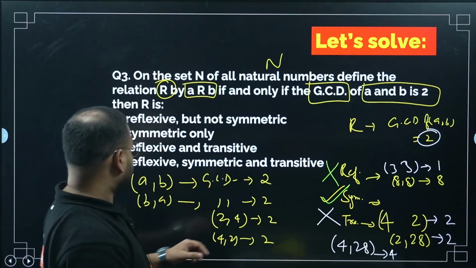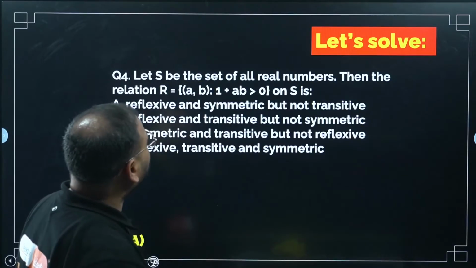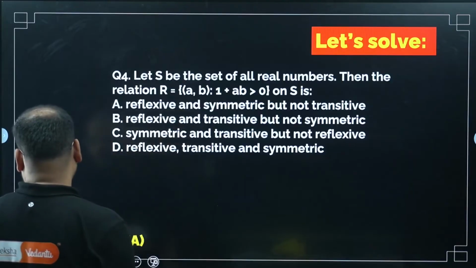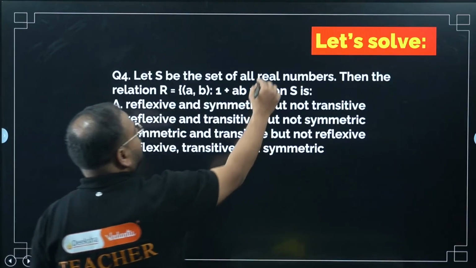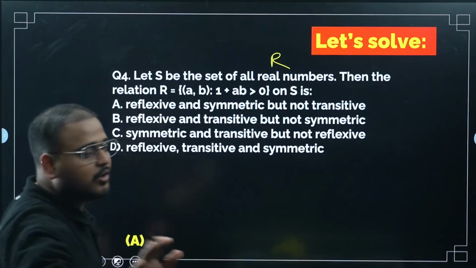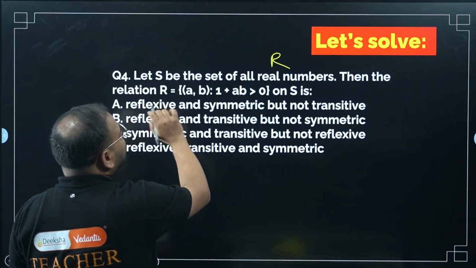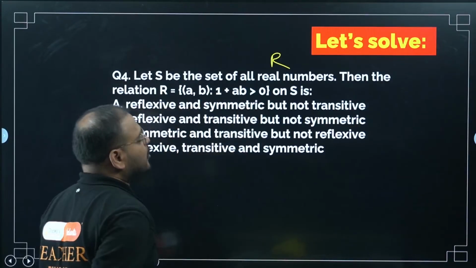Understood? Moving on. Question 4. Let S be the set of all real numbers. What is important here to know? First line: all real number set we are operating the relation on. Then relation R. What's the relation R given as? That A plus B has to be positive.